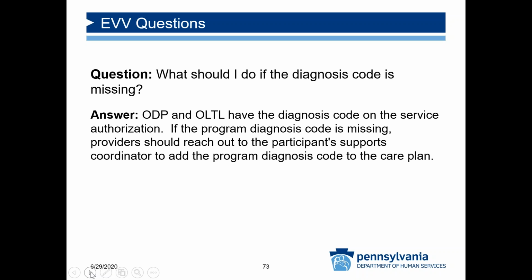What should I do if the diagnosis code is missing? ODP and OLTL have the diagnosis code on the service authorization. If the program diagnosis code is missing, providers should reach out to the participant's supports coordinator to add the program diagnosis code to the care plan.